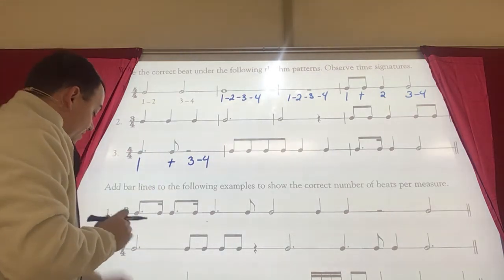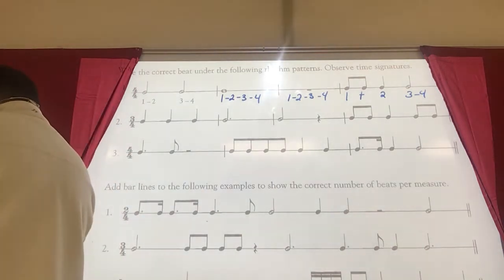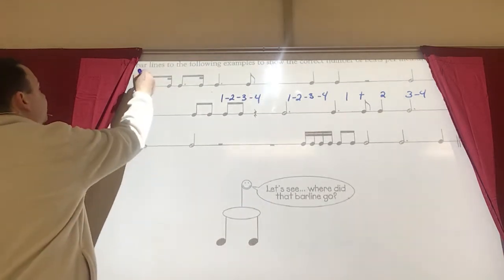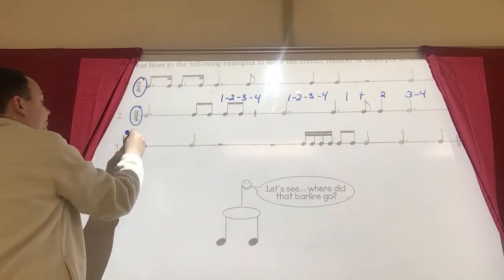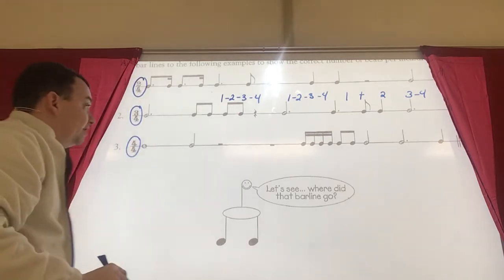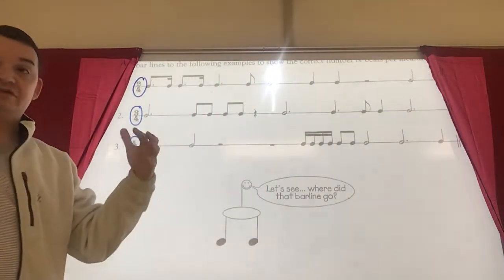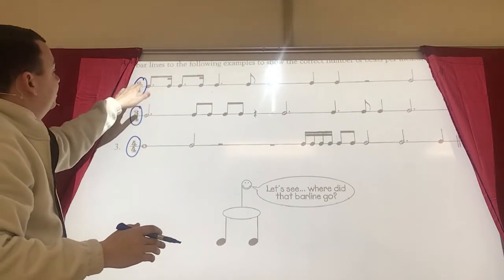Same page again, bottom of that, we want to draw bar lines. This is probably the simplest, but be careful and watch your time signatures. You've got a 2-4 line, a 3-4 line, and a 4-4 line. So each one of these lines has different amounts of beats in every measure. For example, in the first one, I'll help you out a little bit.